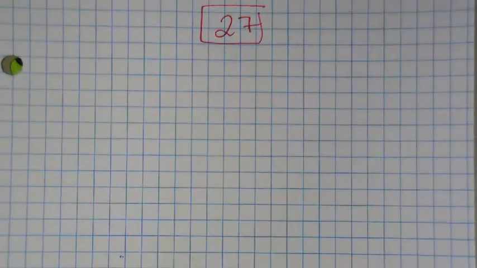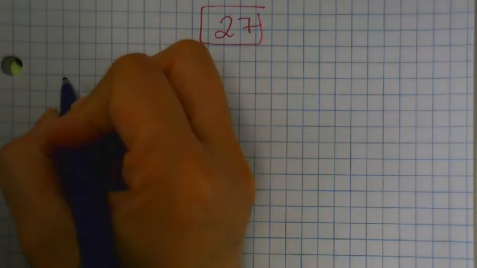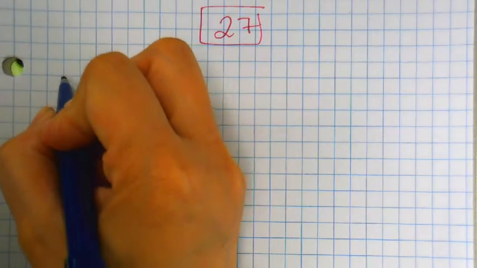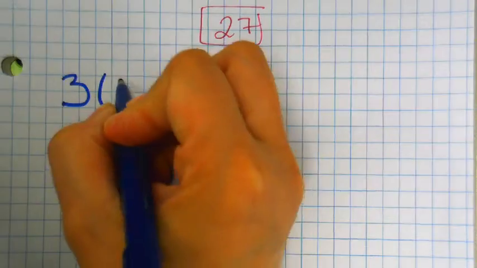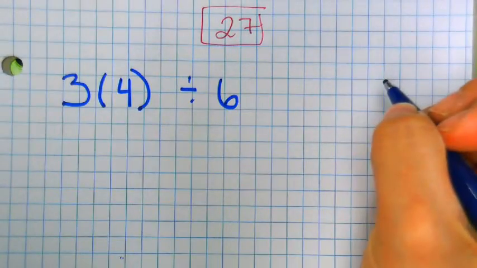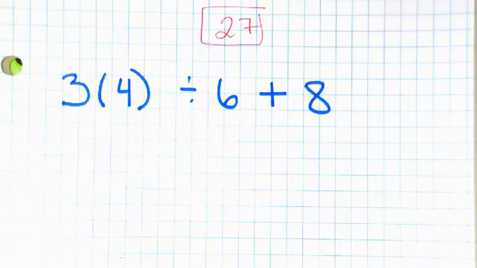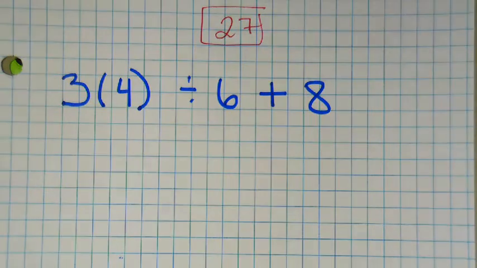Things we should know. All right. Let's say we have 3 parentheses 4 divided by 6 plus 8. What do I do first? So Hennessy, what are you going to ask me?